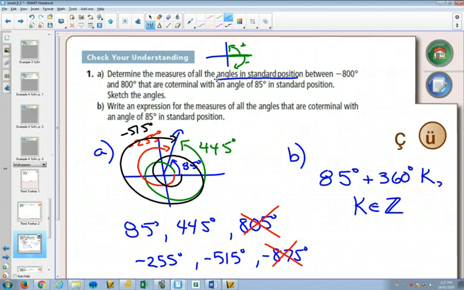Yes? So we'll have to go through the negative 800 to the positive 800, or we have to add some restrictions? Well, for A, they just asked for negative 800 to 800, so that's why we got only these four in A. And then in B, it said to list them all. Not the ones that we haven't done already. For the other ones, just list them all.